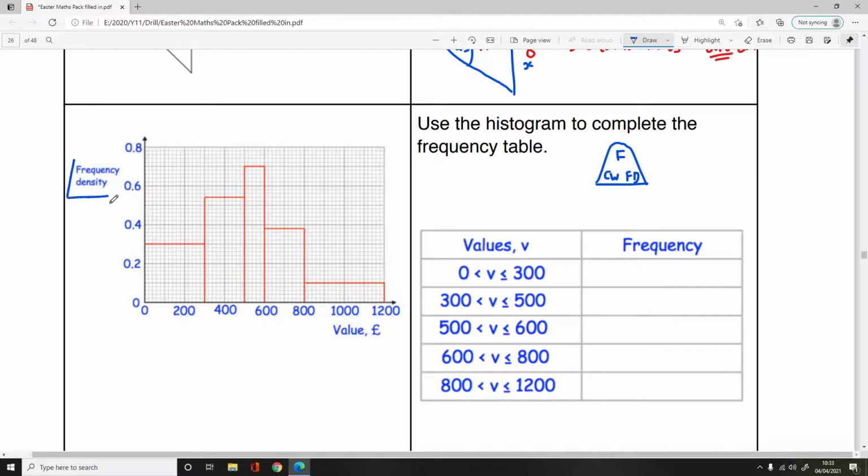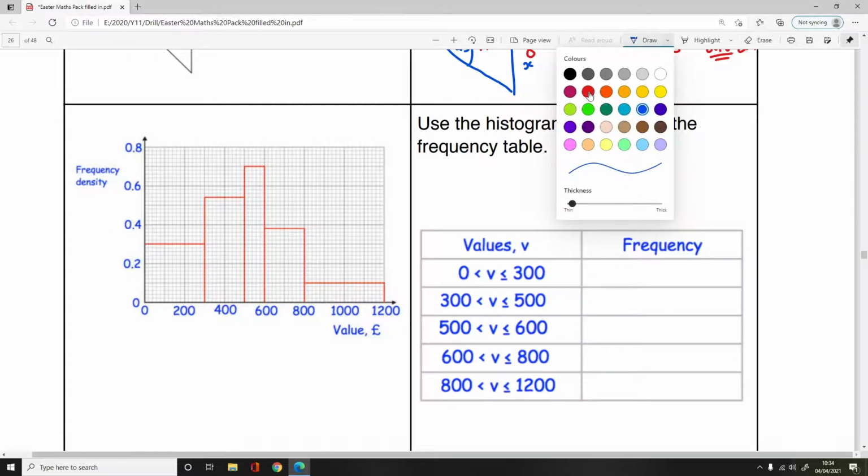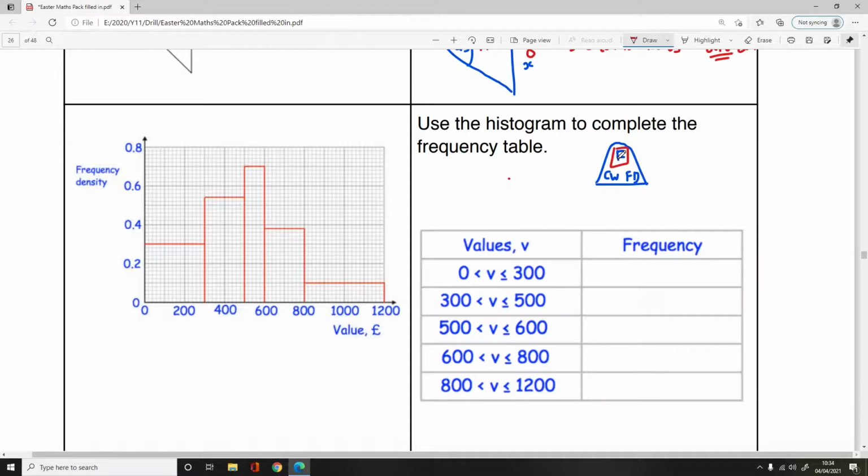We've got frequency density we can see on the left hand side here. Class width is how wide these bars are, and then frequency is how many people they represent. So in this case, because we're trying to find the frequency, which is this one here, we're going to have to multiply the other two things together. So this is going to be class width times frequency density. Now let's write out the sum for the first one. The class width is 300 because that's how wide the first bar is.